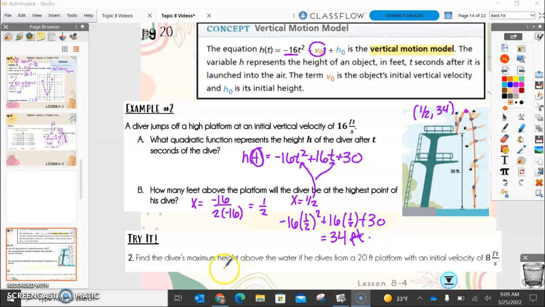Now, I'm not going to solve all of the Try It Two, but they're just changing a few pieces of your original equation. What if he's diving from a 20-foot platform? Well, that would change his initial height, and his initial velocity, the speed at which he jumps off the board, would be 8. And again, remember this negative 16t squared stays the same when you're talking about dropping objects or falling objects. So you would use this equation now and do the same process of finding the axis of symmetry and the highest point with the vertex.